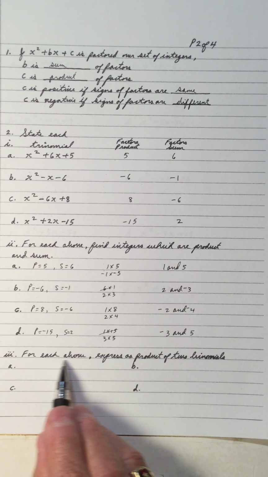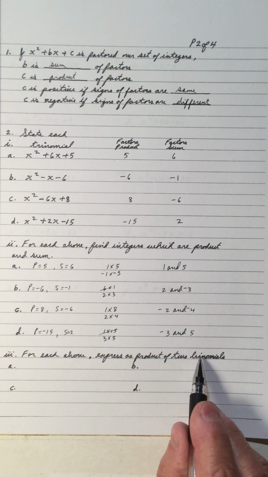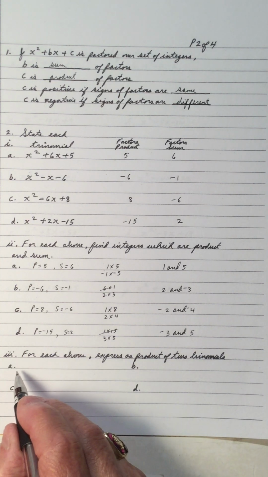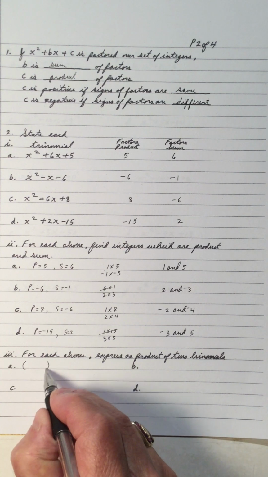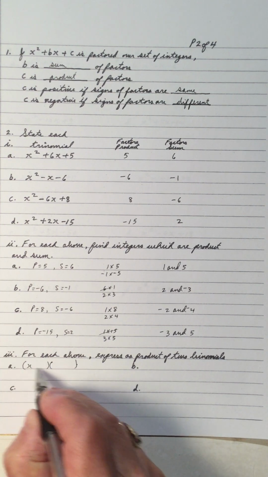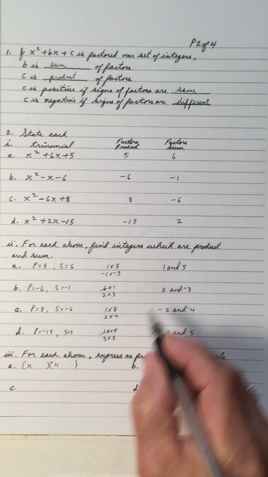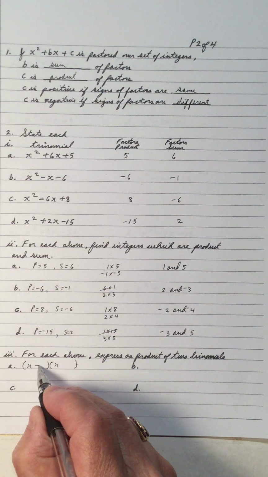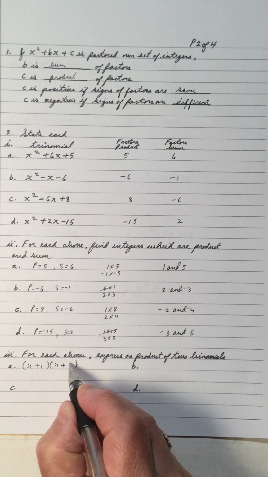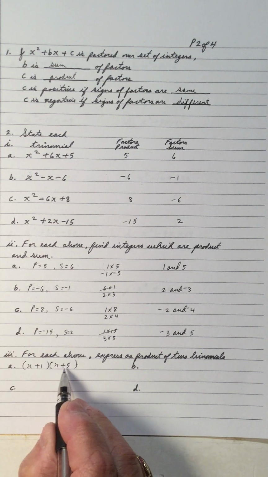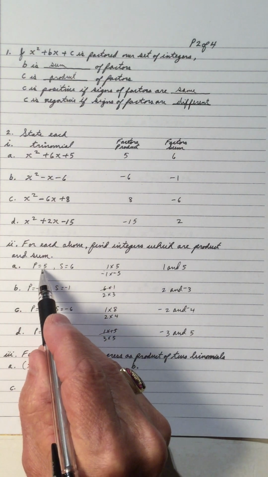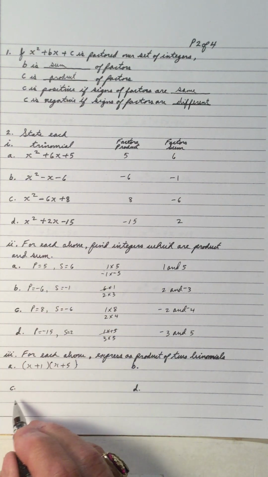And for each of the above, express as a product of binomials. So what we have is a product of binomials, so we have an x and an x. An x and an x will give us the x squared on the first term. And we have a 1 plus 5. So multiply 1 and 5, you get 5. Add, you get 6.